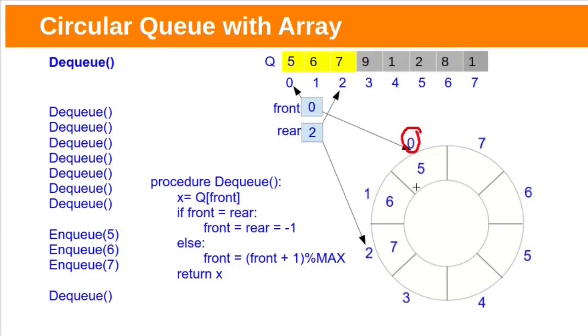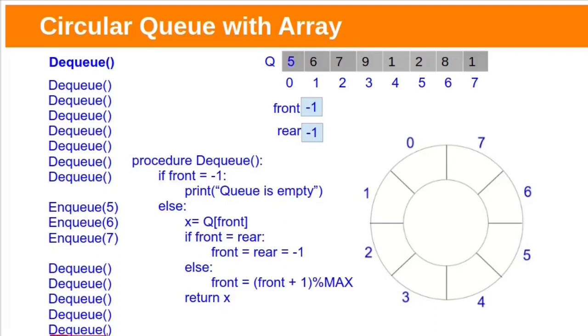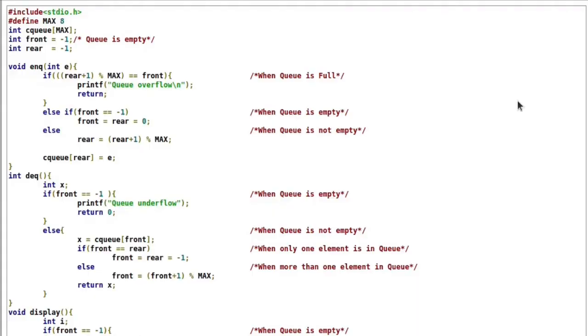On this queue, if we perform 3 more DQ operations, the queue will be empty. If we try to perform one more DQ operation on this empty queue, front will be -1. On an empty queue, we should not perform a DQ operation, so we should raise an error. That means if front is -1, we have to raise a queue underflow error. So add this condition to our DQ procedure. This is the complete program for circular queue implementation with an array.